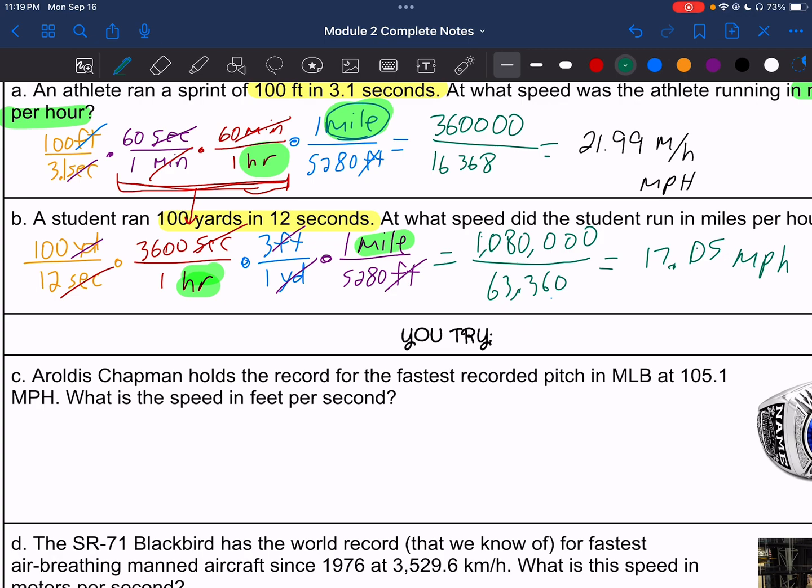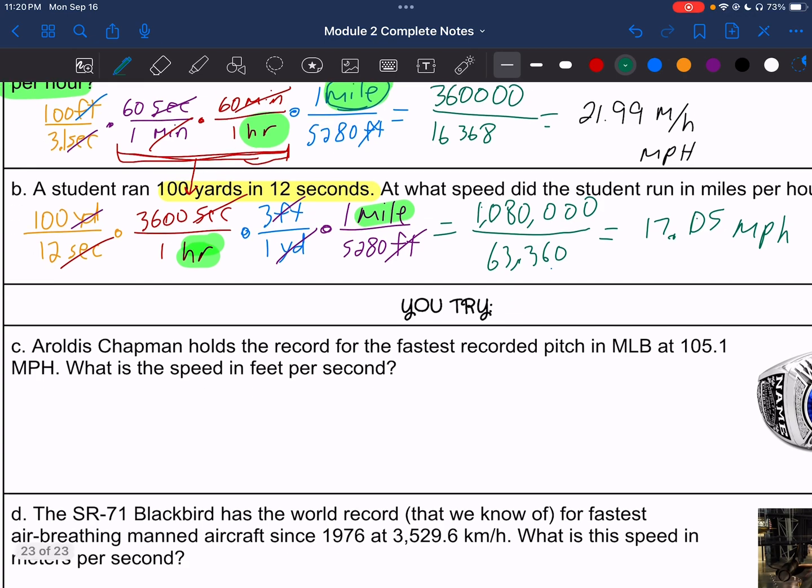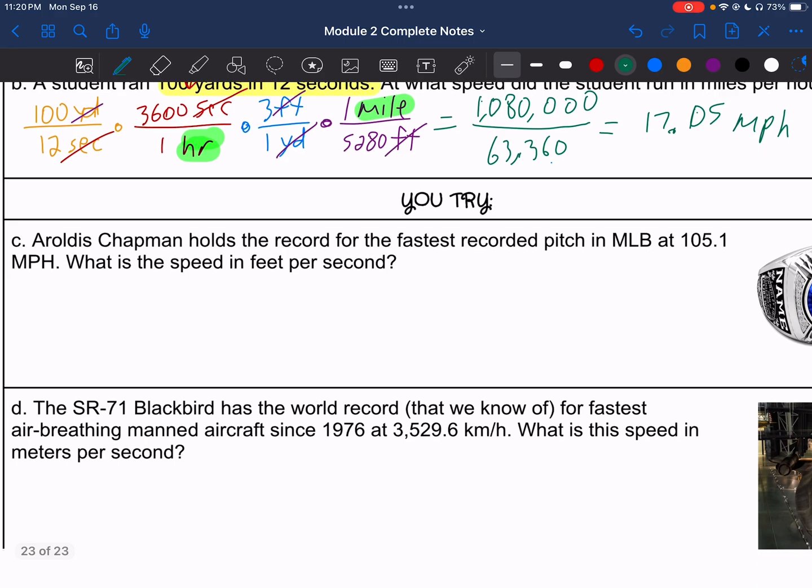All right, now there are 2 U-Try problems, one involving Aroldis Chapman and one involving the SR-71 Blackbird. Go ahead and try those on your own. So, if we're looking at the first problem, Aroldis Chapman holds the record for the fastest recorded pitch in Major League Baseball at 105.1 miles per hour. What is the speed in feet per second?